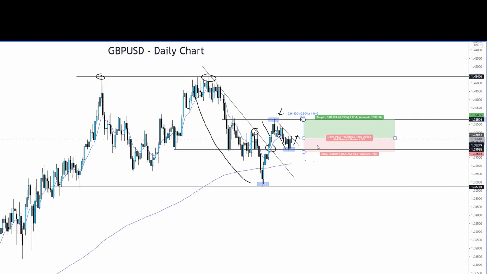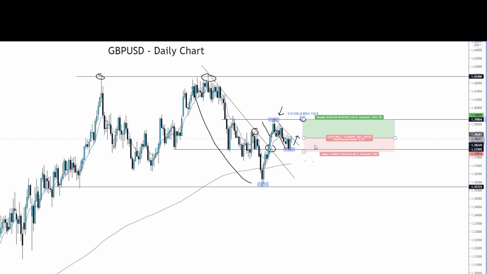So if we have a trade using this kind of approach, whereby we enter around here with our TP just near the resistance and our stop loss just below the swing low, the current risk reward ratio is 1.33. So that's not too bad, right? As long as it's above 1.